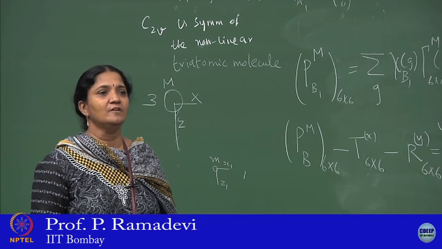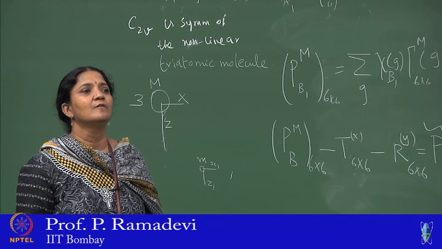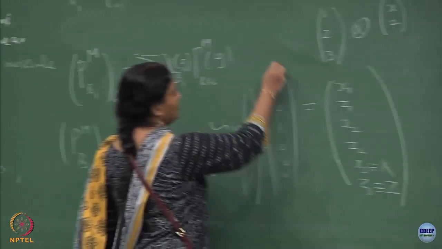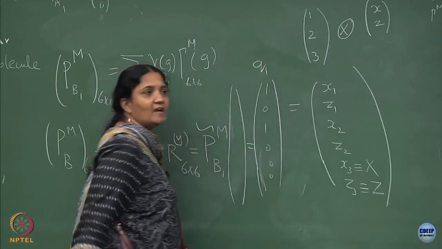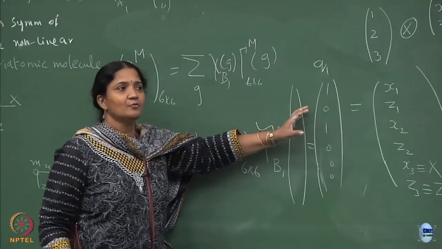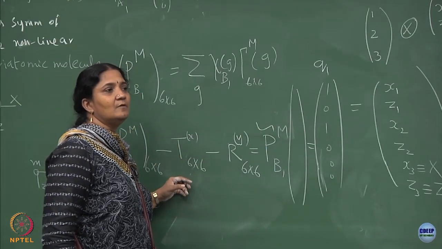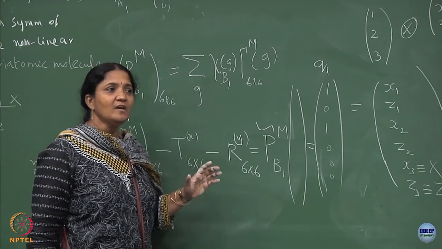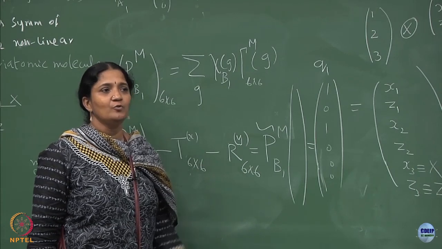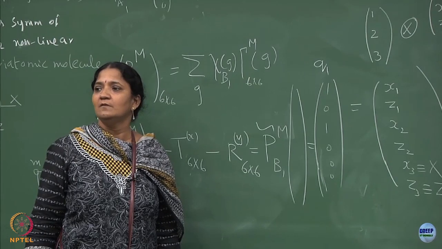I have not shown this, but you should try and check it out. And that will convince you that this is nothing but your Q 1 in the earlier language, and you get the Q 1 basis to be the irrep belonging to B 1. Q 2 and Q 3 are the basis which belong to the irrep of the other two, A 1. Is that right?